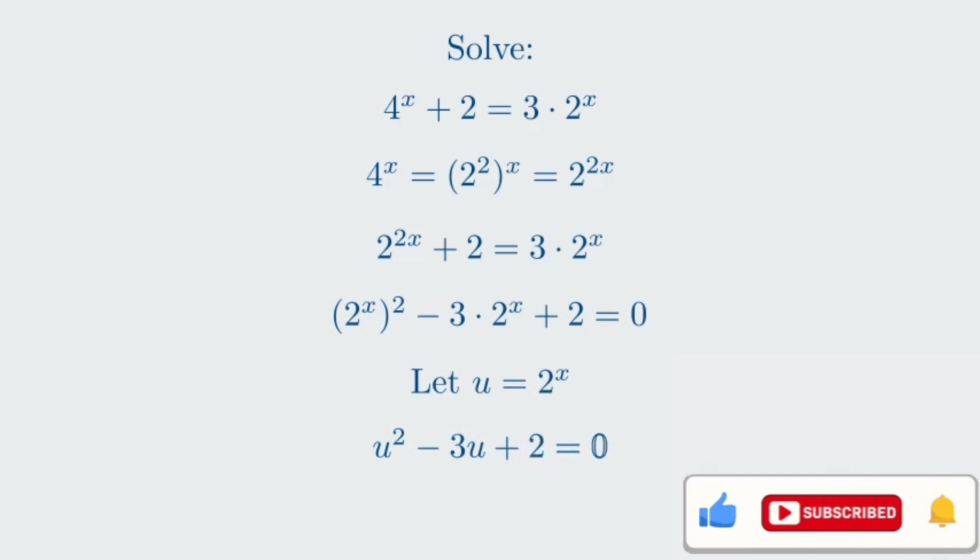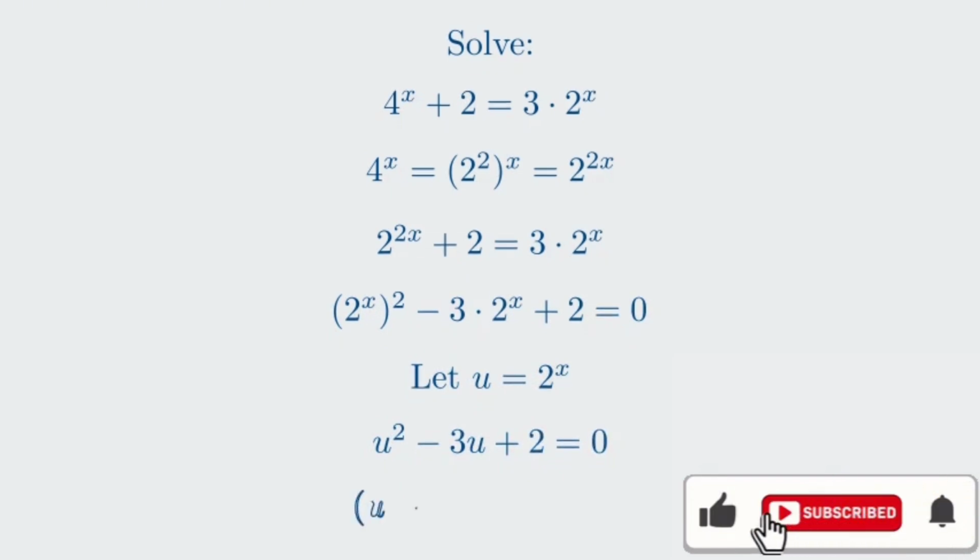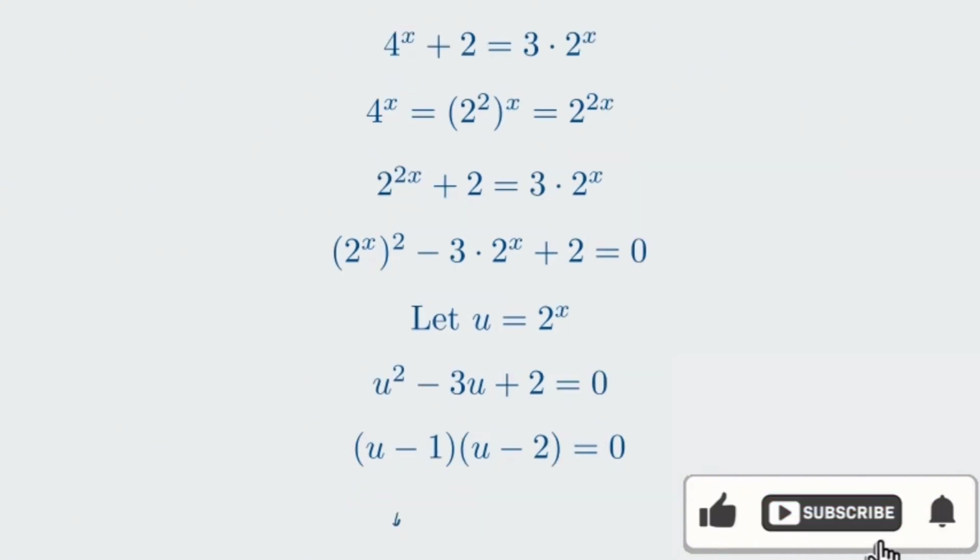We can solve this by factoring. It factors into u minus 1 times u minus 2 equals 0. Setting each factor to 0 gives us two possible solutions for u. u equals 1 or u equals 2. We have two potential solutions for u, which means we have two potential solutions for x. We must substitute back for both.